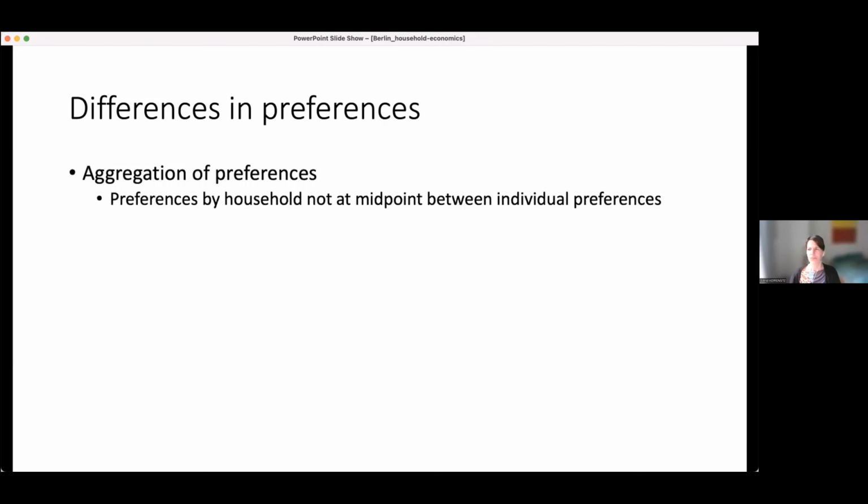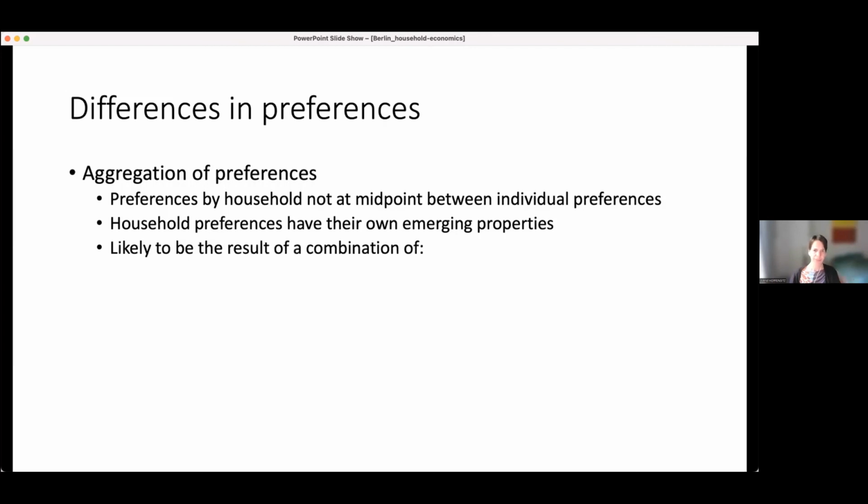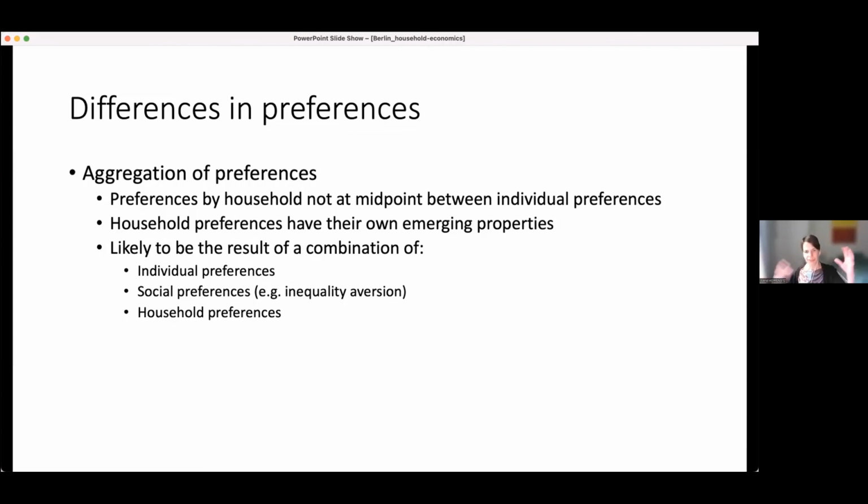There have been more and more experiments that look at that, and it seems that at least it is not a simple function. A couple doesn't automatically end up at the midpoint between the individual preferences. It seems more that the household preferences have their own emergent properties. So they are not easily deducible by a simple rule from the individual preferences. These household preferences seem to be some kind of combination of, on the one hand, all the individuals' preferences with respect to income, then additional social preferences, such as inequality aversion, and then some kind of household preferences. All of these things get aggregated together in some way.